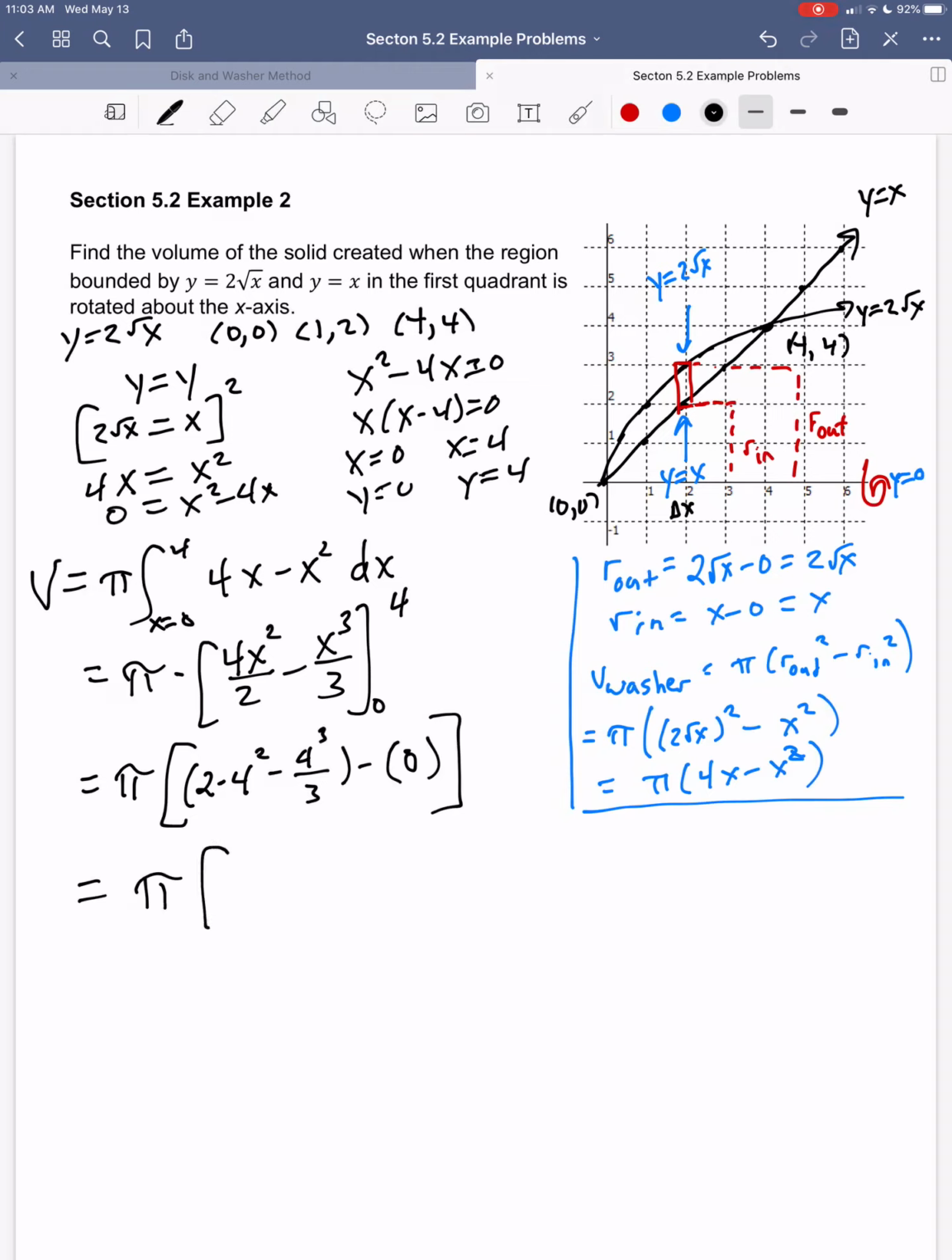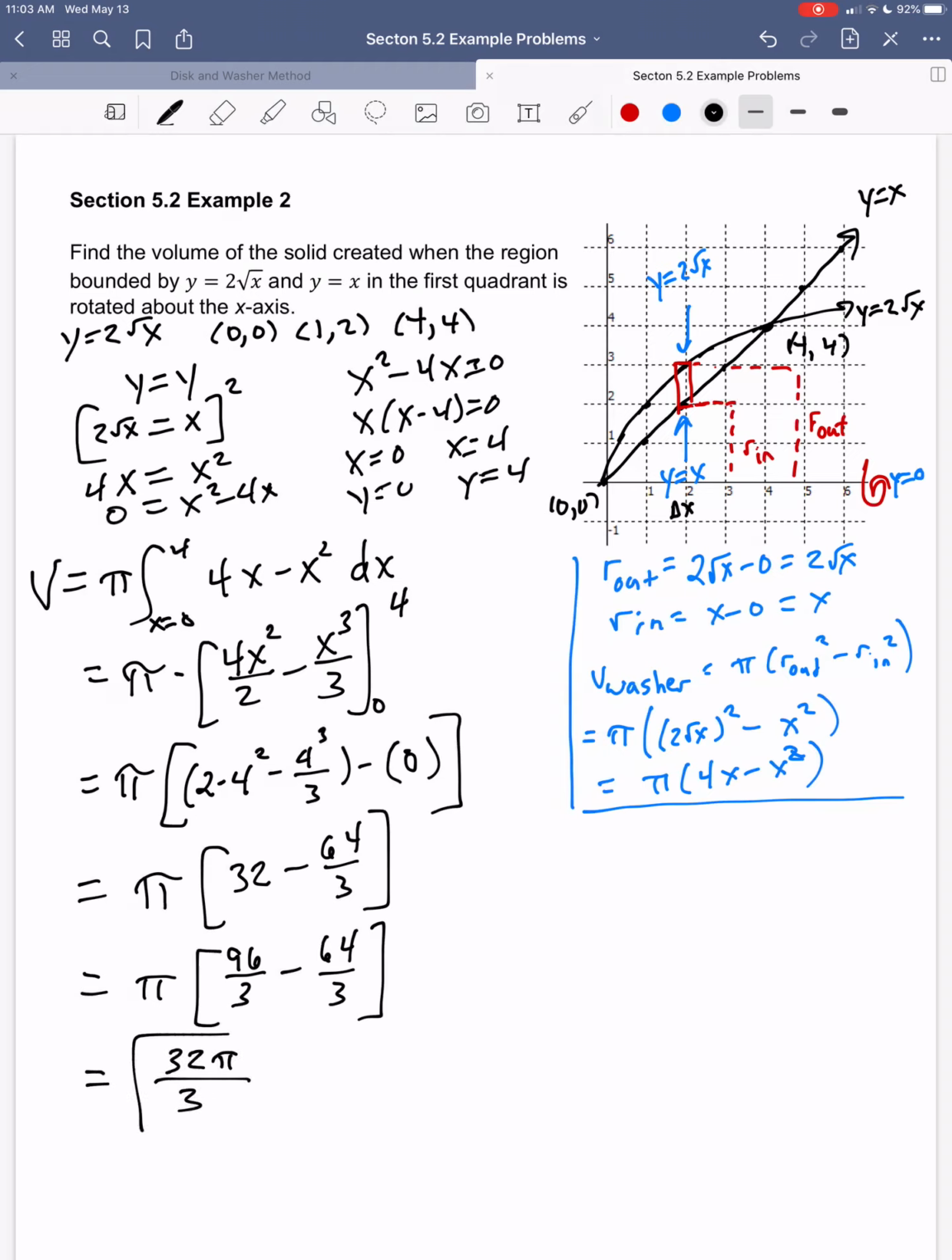So what do I get here? 2 times 4 squared. 2 times 16 is 32. I get 64 over 3. Minus 0 I don't have to worry about. So 32 over 1, if I multiply top and bottom by 3, I'll get 96 over 3 minus 64 over 3. So that ends up being 32 over 3, and I can just put the pi in the top, and that would be the volume that we would get if we rotate this about the x-axis.